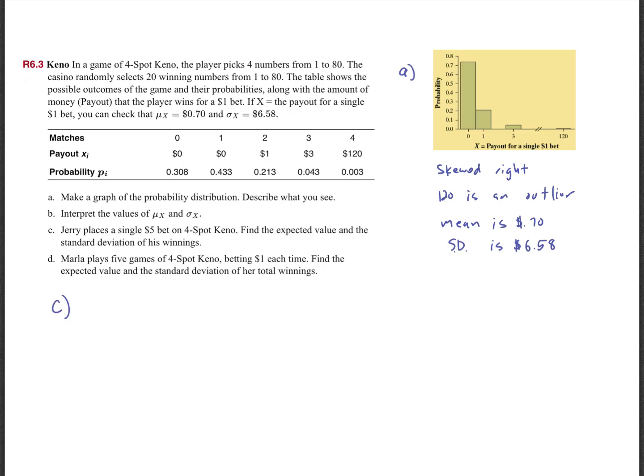Okay, for C, Jerry places a $5 bet on 4-spot Keno. Find the expected value and the standard deviation of winnings. So this one is just, all of these payouts were for a $1 bet. So really everything just gets multiplied by 5. All these X values get multiplied by 5. Okay, so that means we'll let Y be the winnings for a $5 bet.